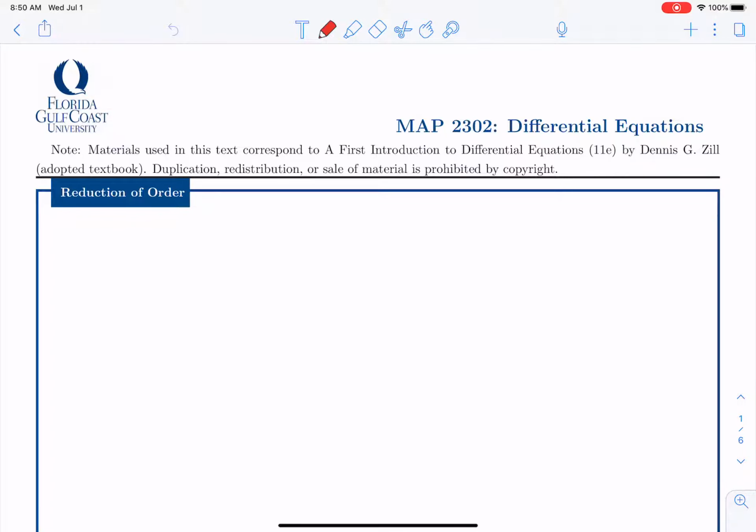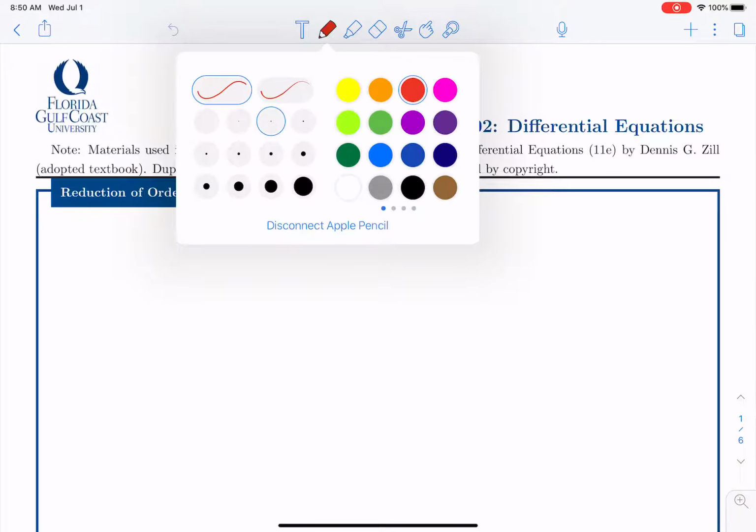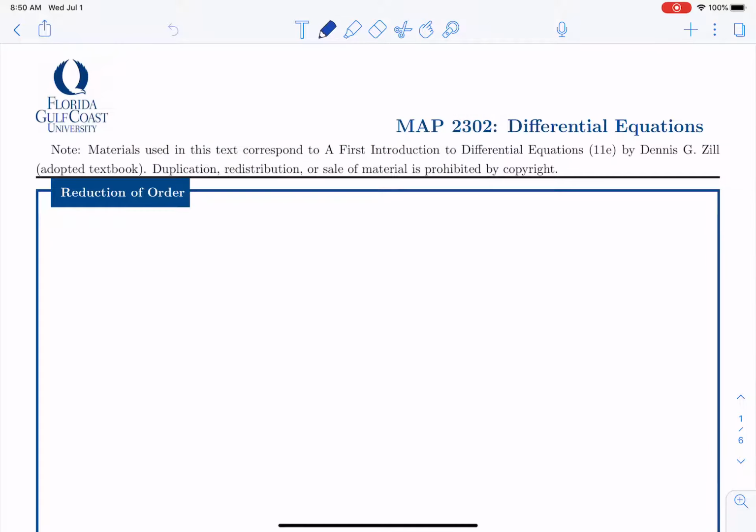So as the name suggests, reduction of order is used to solve a higher order equation by reducing it to a lower order. And we are going to simply consider a second order linear equation and reduce it to a first order equation. There are a bunch of steps involved in getting the solution by reducing the order. So let's first consider a second order linear differential equation.